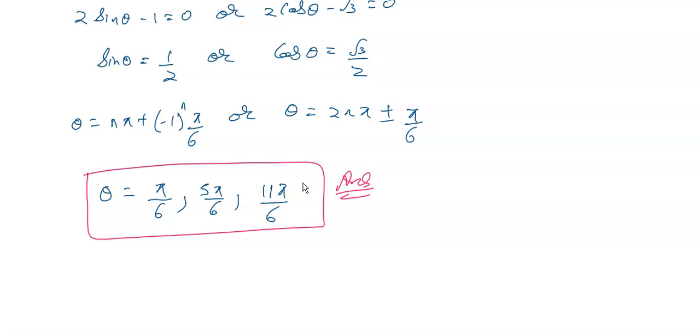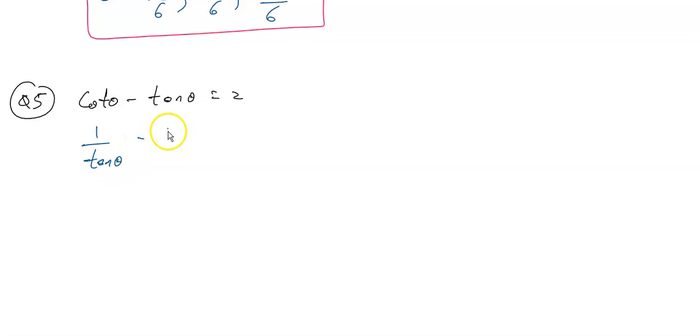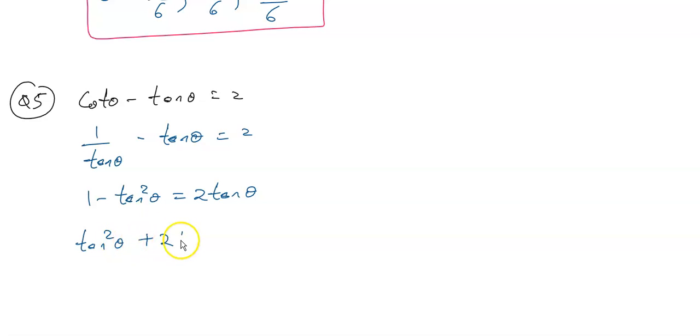Then next question. Question number 5. General solution of the equation cot theta minus tan theta is equal to 2. So this is very easy. We convert it into tan, meaning it looks like a quadratic will be formed. So we write cot as 1 upon tan. So this is 1 upon tan theta minus tan theta is equal to 2. So this will imply 1 minus tan square theta is equal to 2 tan theta. So this gives me tan square theta plus 2 tan theta minus 1 is equal to 0.